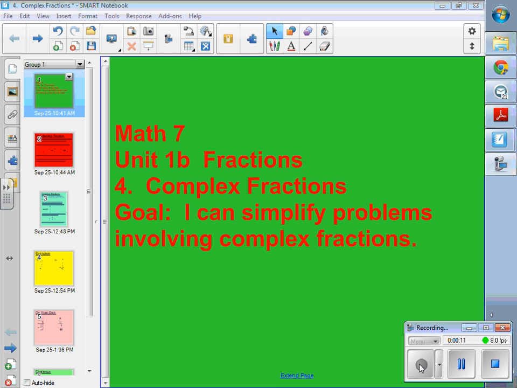All right. This is Unit 1B fractions. We're going over complex fractions, and the goal for this lesson is that you will be able to simplify problems involving complex fractions.